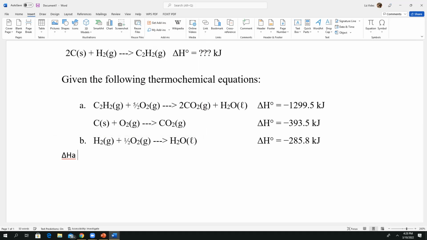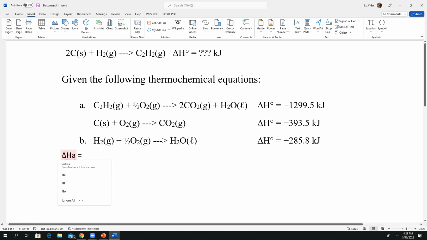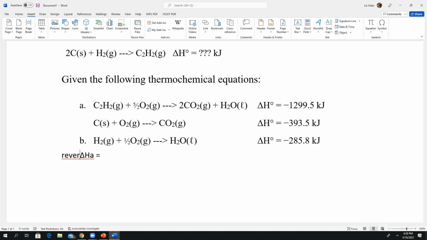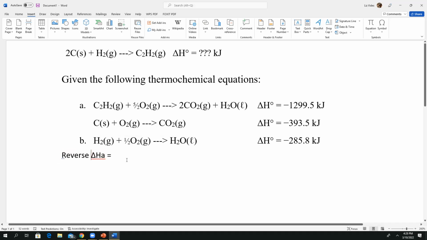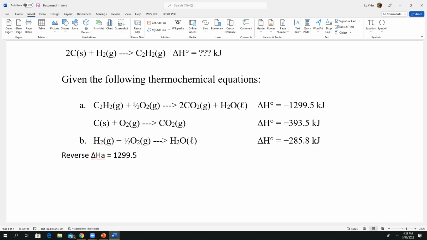What we did is we reversed it. So since we reversed it, that means the... oh, sorry. You know what, I should have said reverse delta HA. I'm backwards today. Okay, so reverse delta HA, right? Which means we now have a positive 1299.5 kilojoules, which is correct.